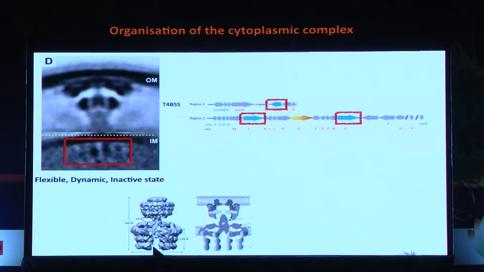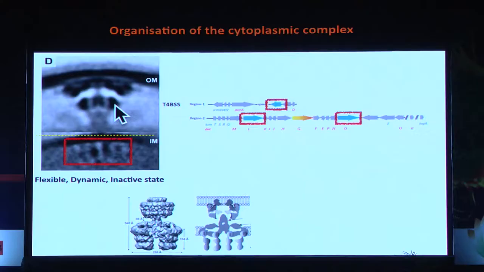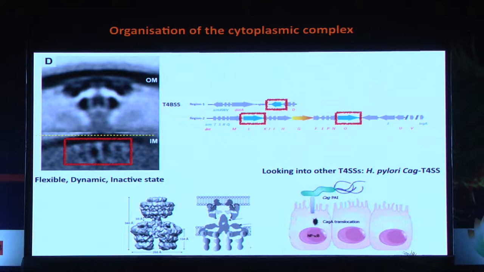And so this part, when we're looking at these cells, these are grown outside in broth culture. So we were thinking that maybe when the bacteria is engaged and it is in an active state, then the inner membrane complex or the ATPase would organize more properly. So we looked through many different type 4 secretion systems from many different bacteria, and we were trying to image them in their active state. I do not have time to go into details of everything that we tried, but I'll just take you through something that we learned from Helicobacter pylori.